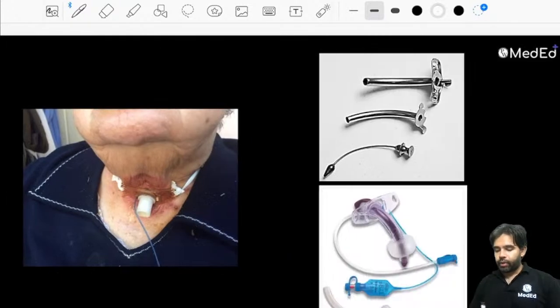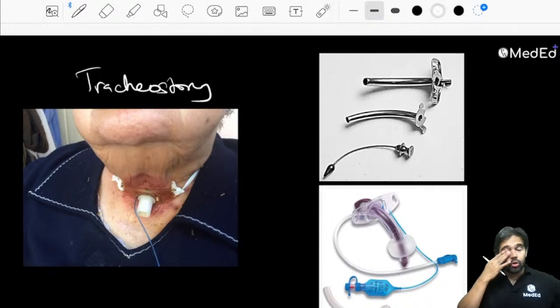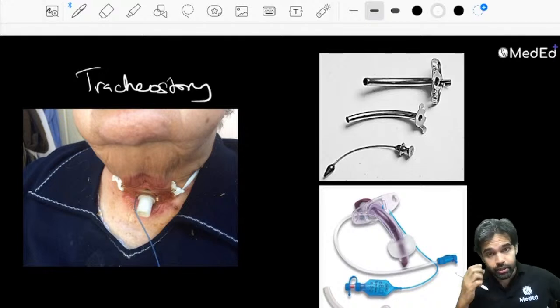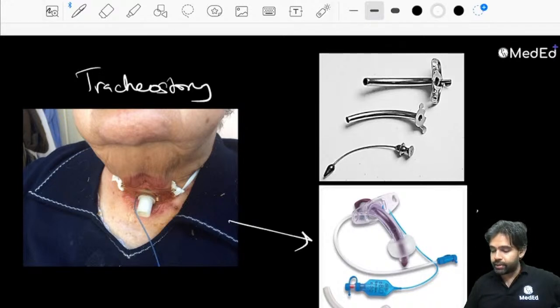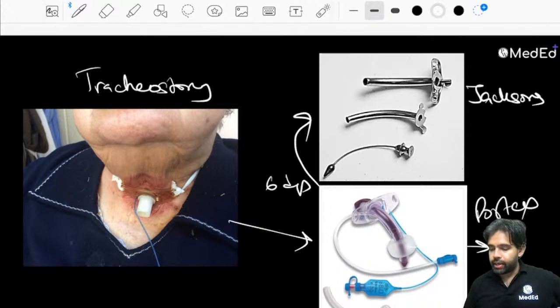Whereas this is a tracheostomy, because it's a common procedure. You are expected to know. A lot of questions come on tracheostomy. So initially when you do a tracheostomy, you will put something like this. This is the Portex tracheostomy tube, with a cuff. And after 6 days, we'll change it into a metallic Jackson's tracheostomy tube.